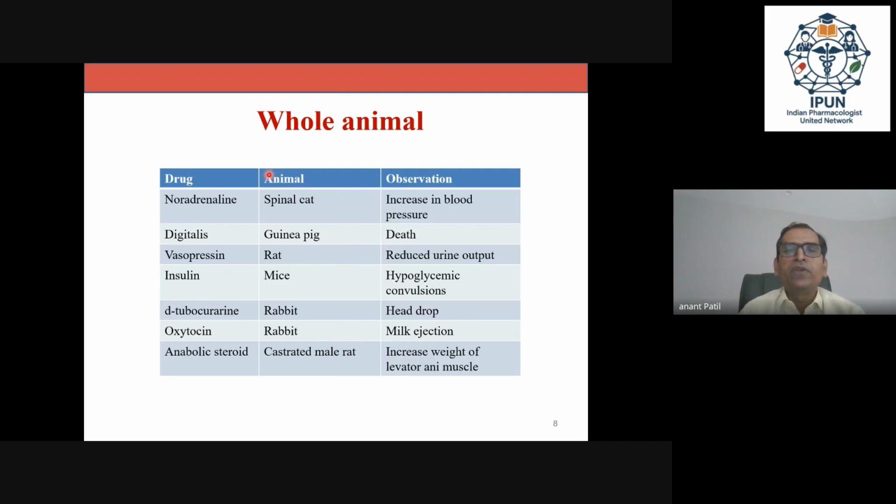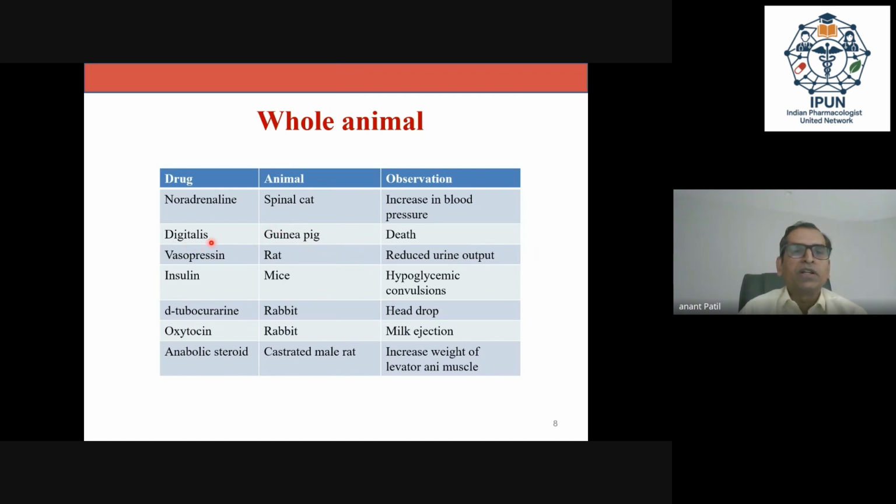So as I said in the definition, that bioassay can be performed on the whole animal, or it can be performed using the isolated tissues. In our most of the academic activities, we use the isolated tissues. When I was a PG student way back from 2001 to 2004, we used to do the bioassay using guinea pig ileum. But there have been also the examples of using whole animal. For example, if you use the spinal cat, and we can do the assay for noradrenaline, that will show rise in the blood pressure.